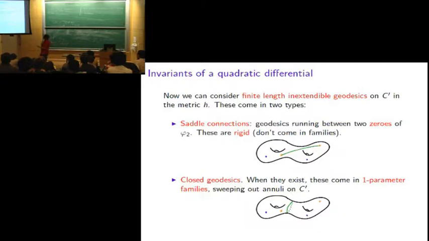And the second kind of special trajectory that you can have is a closed geodesic, just like that. If you have one of those, then that guy comes in a one-parameter family, so it sweeps out a little annulus on the curve. OK. So, I have a surface and a quadratic differential, and then I can define these special trajectories.